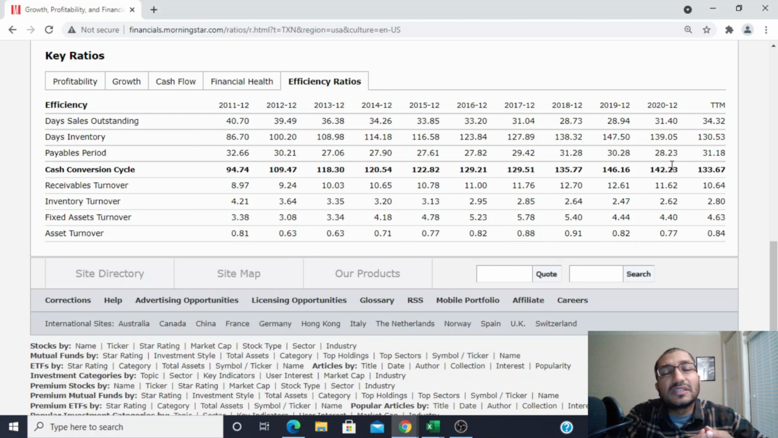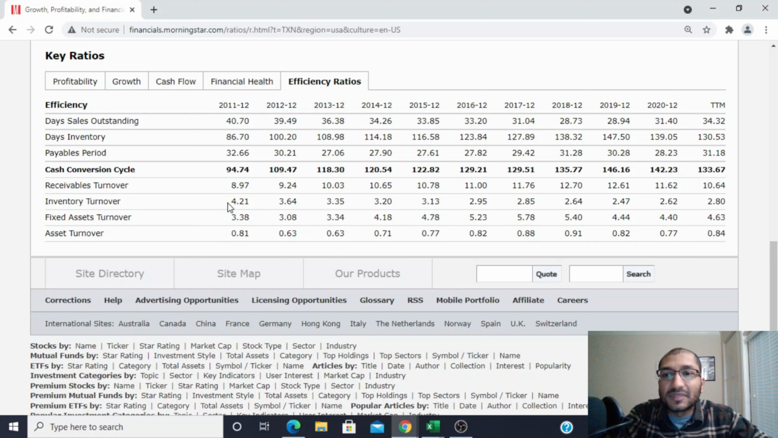What we do not want to see is a company whose payables period has been increasing, as that tells us that the company may be trying to hold on to its cash in order to artificially inflate its cash flow numbers. Finally, looking at the inventory turnover, this number gives an idea of how many times TI's inventory goes through its system in a calendar year.